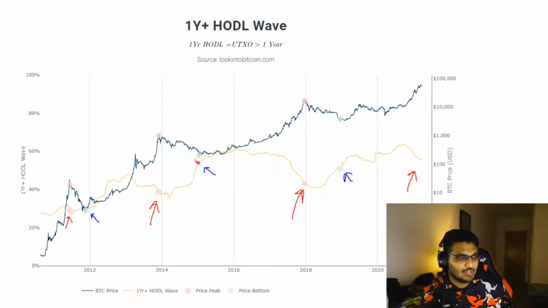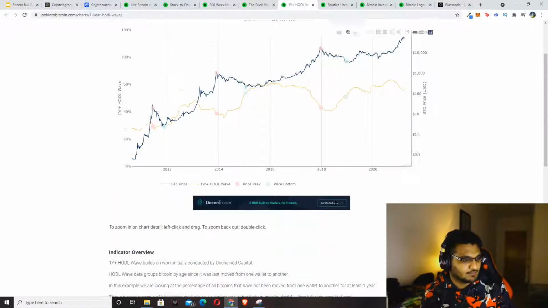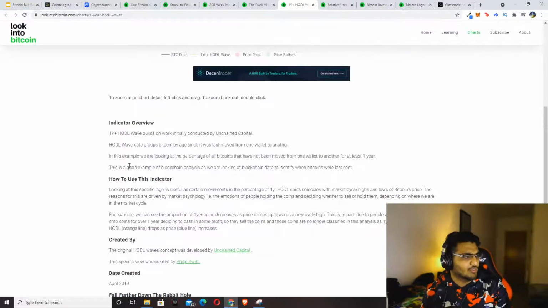Bottom. So this is our bottom. This is our top. This is our top. This is our bottom. A good time to buy. And right now we are approaching, historically, as you can see here, a good time to sell. So this is the 1 year hodl wave, and again I'll show you it in Look Into Bitcoin. We'll go around here and read the indicator overview.